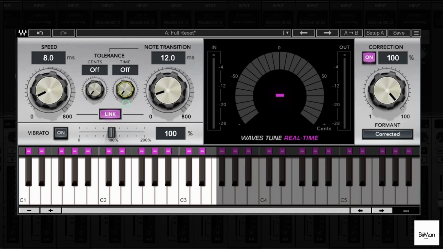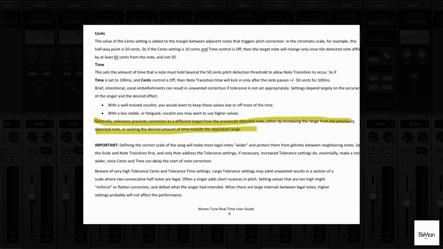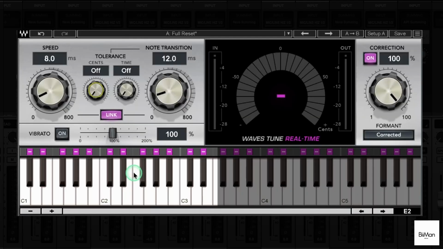You see guys, we are going to leave it off, but then there are special cases where you use these controls, and just from the explanation I've given, I believe you know when to use and when not to use. Actually, the plugin manual says, generally, tolerance prevents correction to a different target from the previously detected note, either by increasing the range from the previously detected note or waiting the desired amount of time outside the stipulated range. Let me break that down.